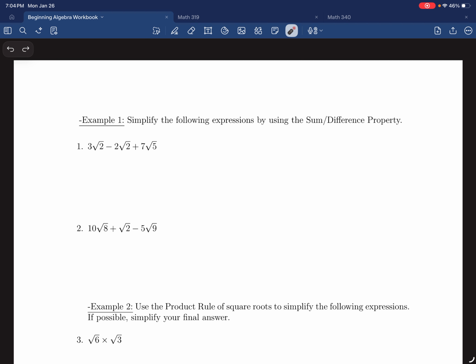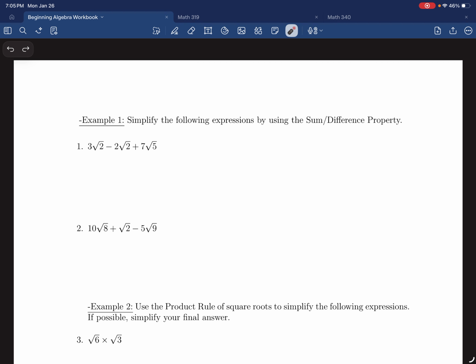So with those rules in mind, let's simplify the following expressions using the sum and difference property. As I stated, because we know we need the same square root, I encourage you to pause the video and try to solve number 1 on your own. See what you can do. And assuming you've given the first problem a try, let's go through it.